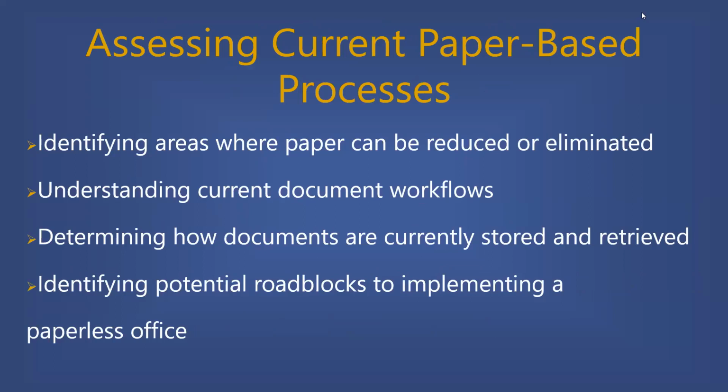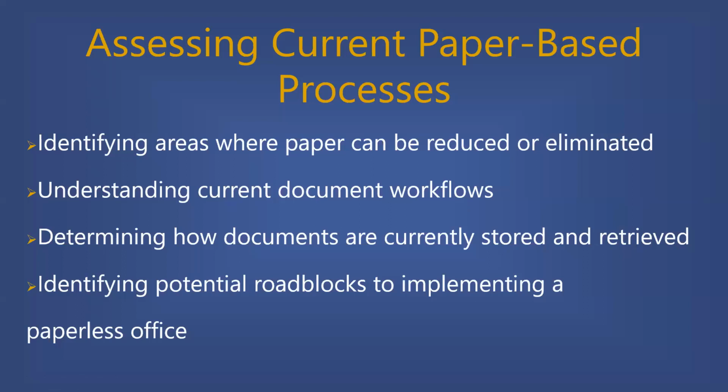You can say that identify areas where paper can be reduced or eliminated. Sometimes we cannot completely eliminate the paper, but most of the papers can be eliminated. Then you have to identify what are the areas we can reduce or completely eliminate the paper. Understanding the current document workflow. We have to understand the workflow. Okay, this document is submitted to here. After that, this is recommended by this person, approved, then it is going for payment, something like that. You have to understand the workflow.